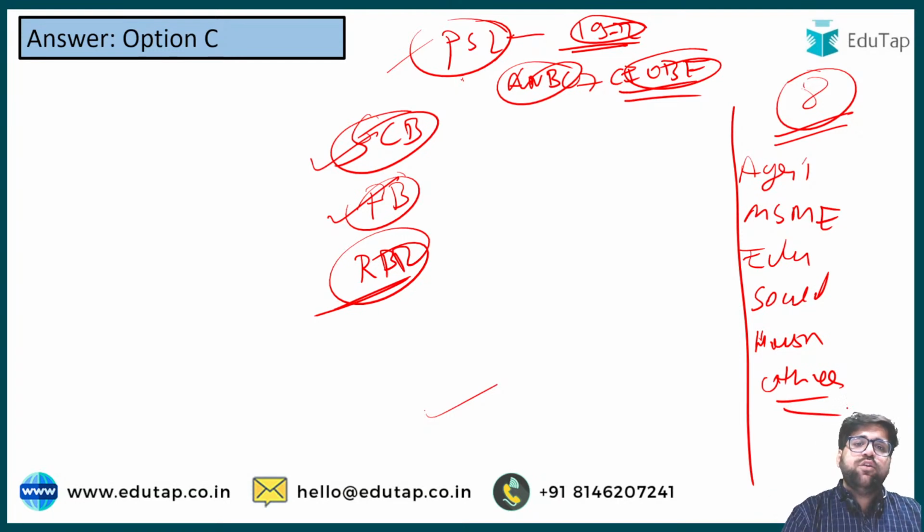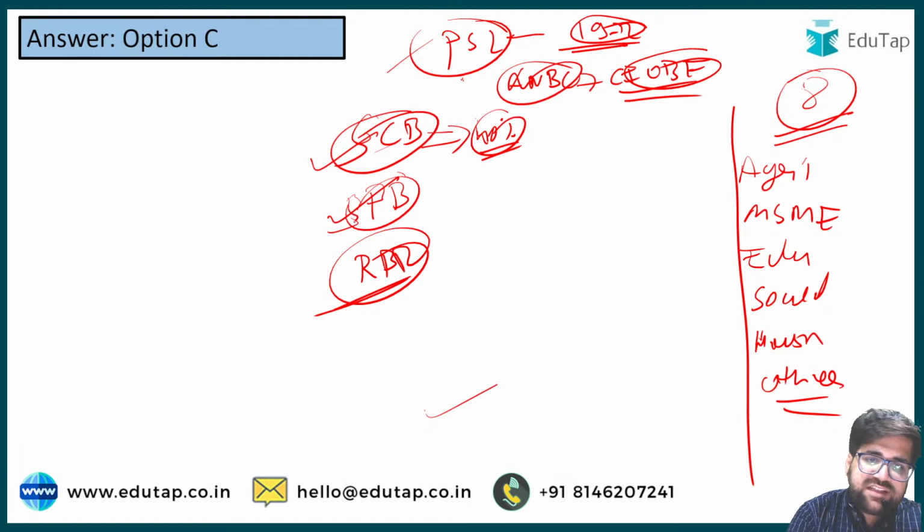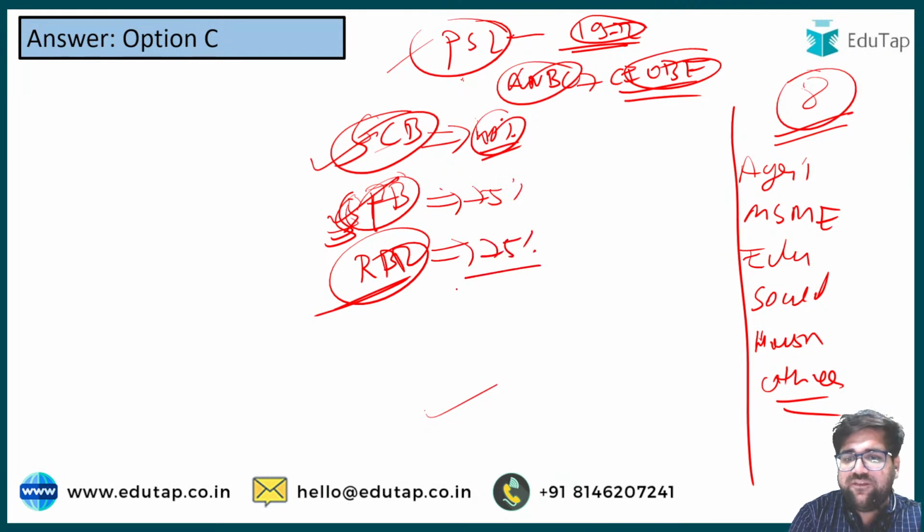Now let's understand the total allocation. For scheduled commercial banks, if I'm not wrong, the total PSL allocation is 40%, 40% of total adjusted net bank credit. For small finance banks, let me write it this way, it is 75%, and for RRBs again it is 75%. Please note this particular point. It is really very crucial.